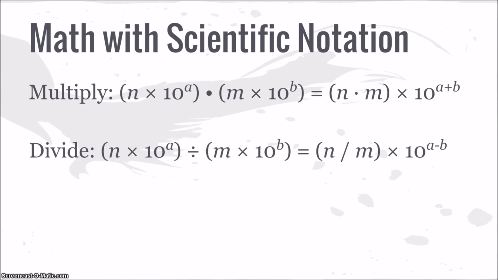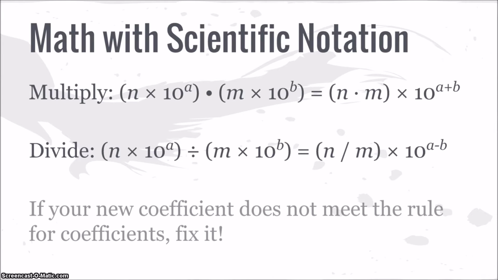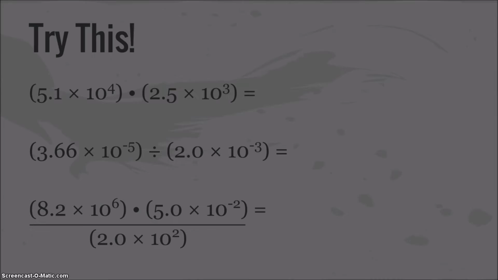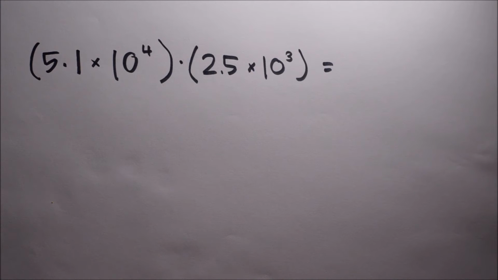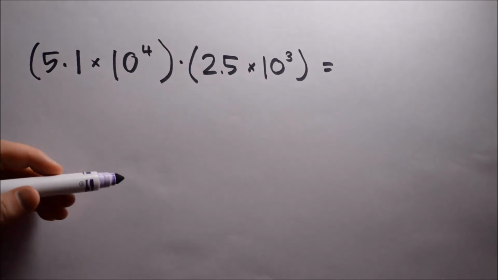And at the end, after you've done a multiplication or a division, if your coefficient does not fit the rule for coefficients, that is, it isn't greater than or equal to 1 and less than 10, fix it, which means that you also have to fix your exponent. Your turn to try. Remember that you can always go back in a YouTube video and look at the rule, write it down, and try these out. So here's our first multiplication problem here.